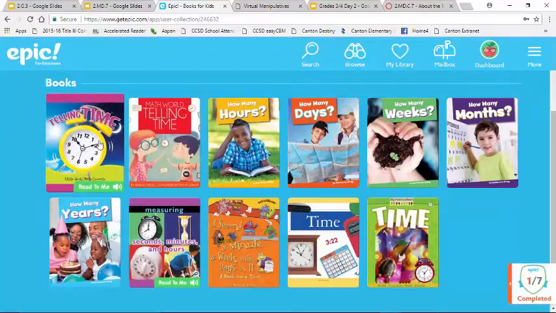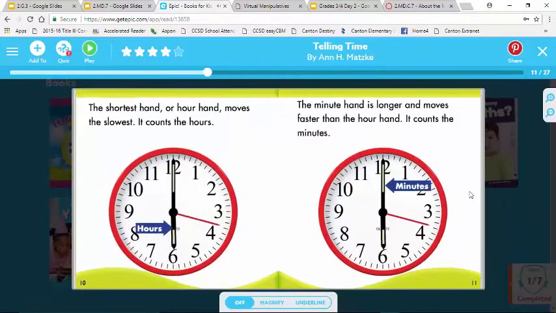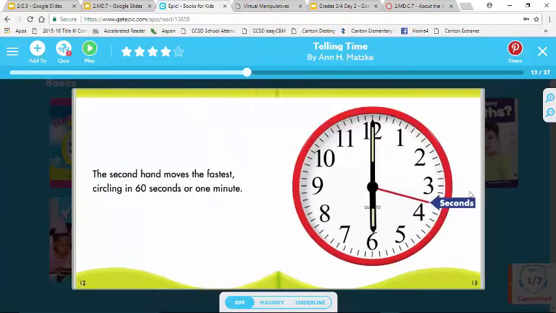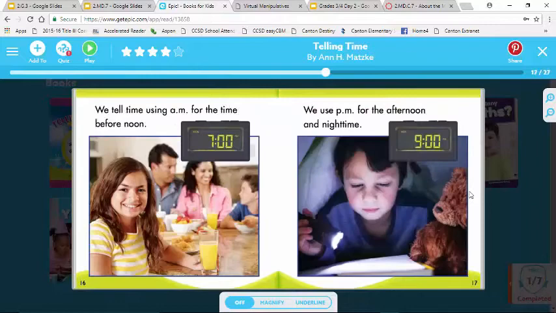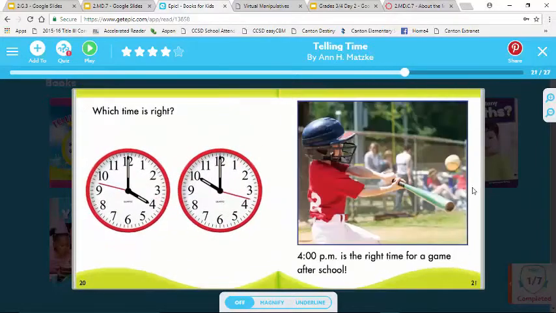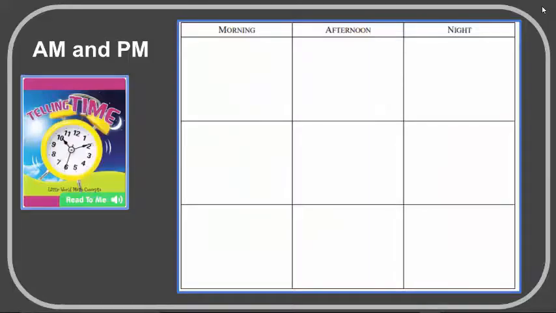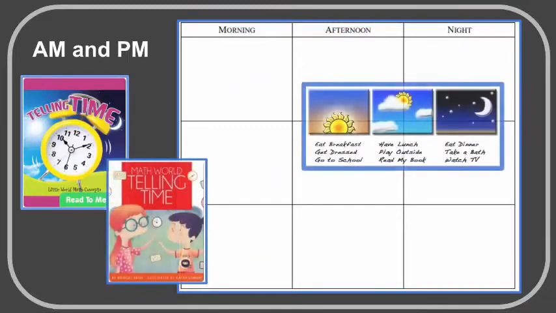digital books. In this first example, students tell time on digital and analog clocks and learn the difference between the hour hand and minute hand. They also decipher between AM and PM and then practice telling time according to events that may occur on their own daily schedules. After building conceptual understanding through real-world connections, students can analyze their own daily schedules and what takes place in the AM and PM.